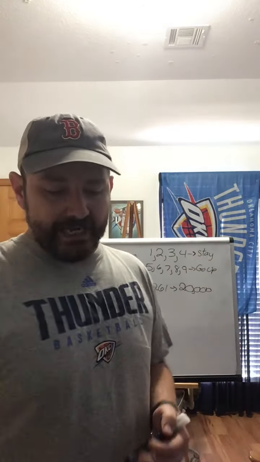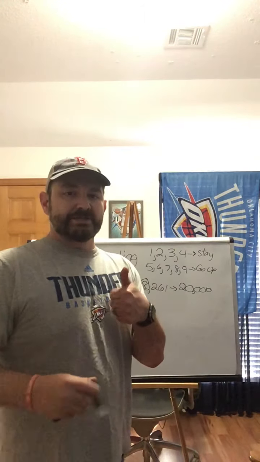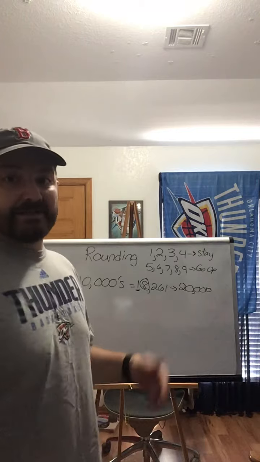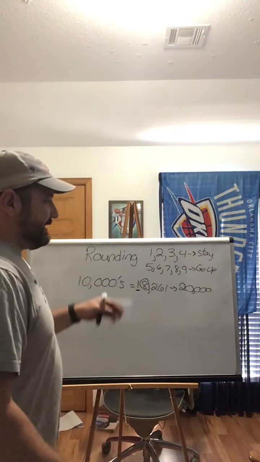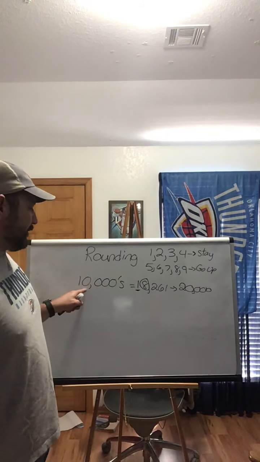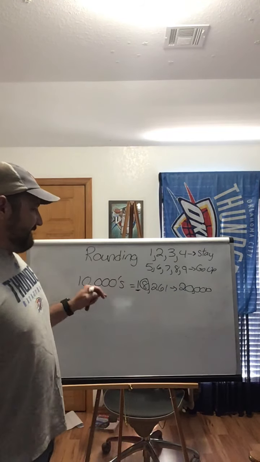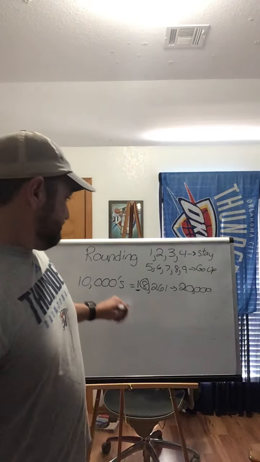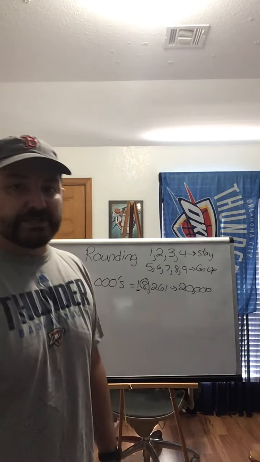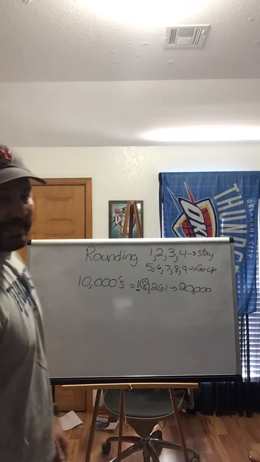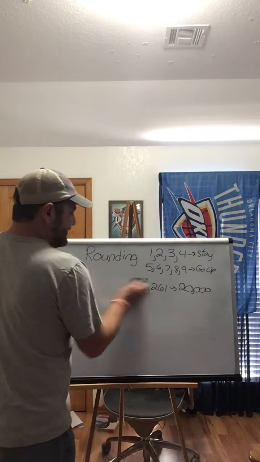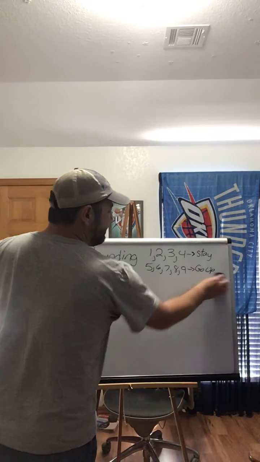For your work today, if you want to do it and you want to show it, awesome. Go ahead and do some tens, hundreds, thousands, and 10,000s numbers on there, and show me how you did it. Just make sure, again, you're underlining the place that we're going to. In this case, it's 10,000s. If it's thousands, hundreds, tens, or ones, underline your place and underline the number right next door, and that will tell it either to stay or to move up. Okay?